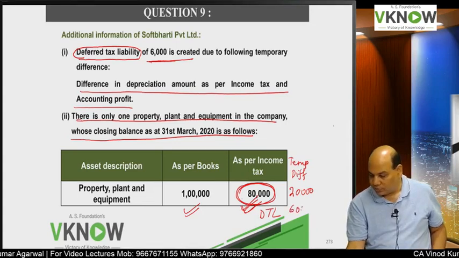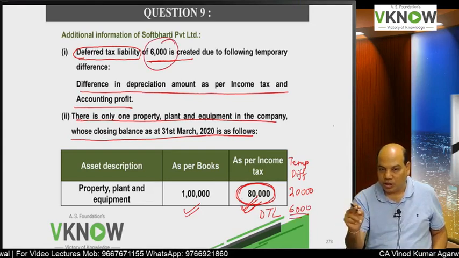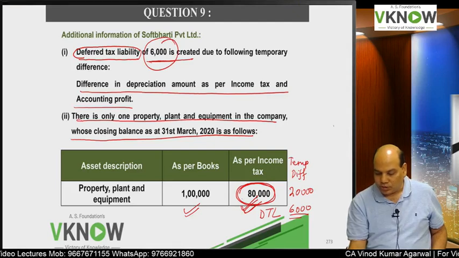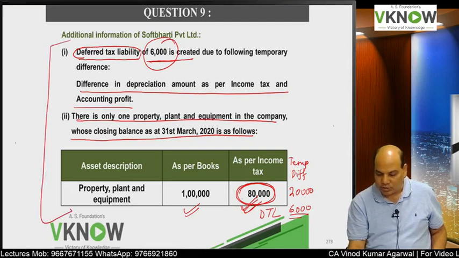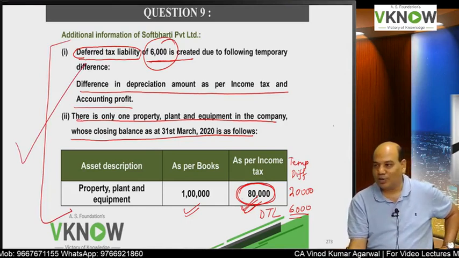Search for the tax rate in the question somewhere below, 30%. So which means 6,000, and the same 6,000 they have taken in the P&L account and the second effect in the balance sheet. So as far as this part is concerned, they have already done the correct treatment. We are not required to do anything.